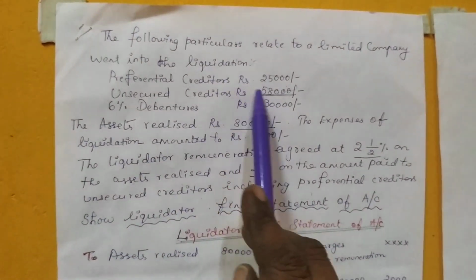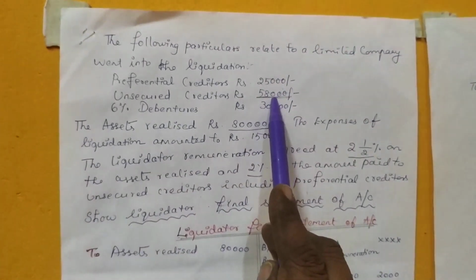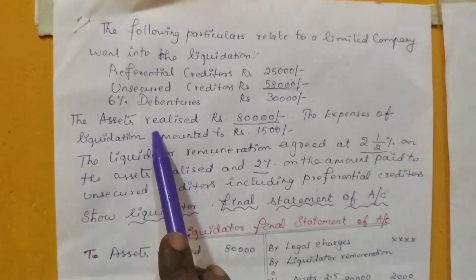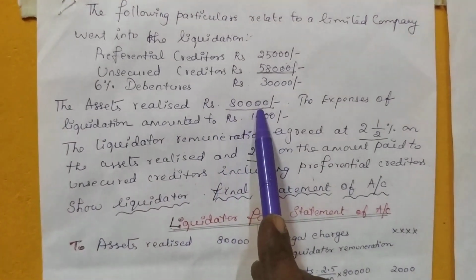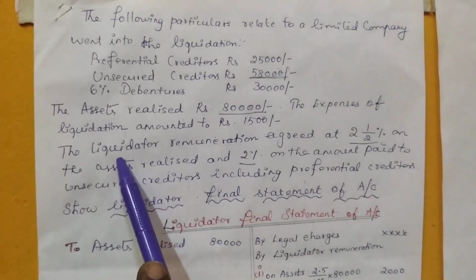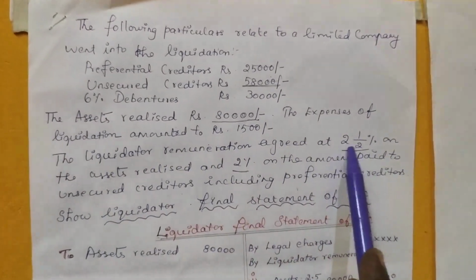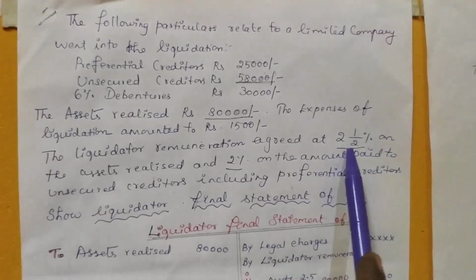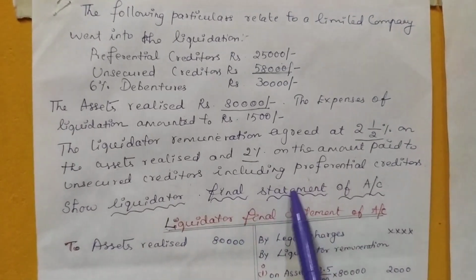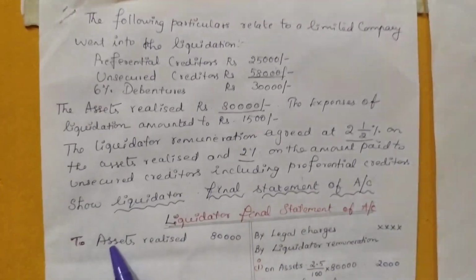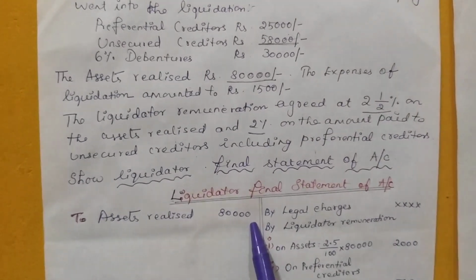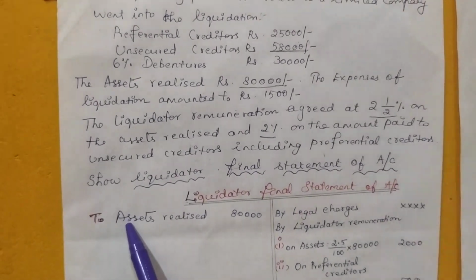Once again I remind you students, important points you can make a clear cut line. For unsecured creditor you can underline, assets realized 80,000 you can underline, because these are all important areas you have to concentrate on. The liquidator remuneration you can underline, 2.5 and 2%. So as per the format, the first line comes like this: to assets realized 80,000. So the left side is over.